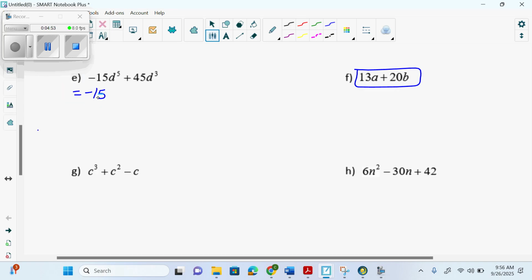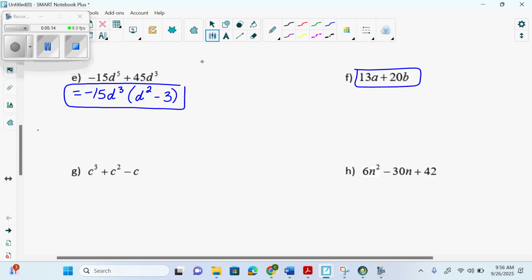D to the 5, D to the 3. What can I take out of both of them? D to the 3. So negative 15 divided by negative 15 is 1. D to the 5, take out D to the 3, I'm left with D to the 2. 45 divided by negative 15 is negative 3. D cubed, take out D cubed, I'm done.